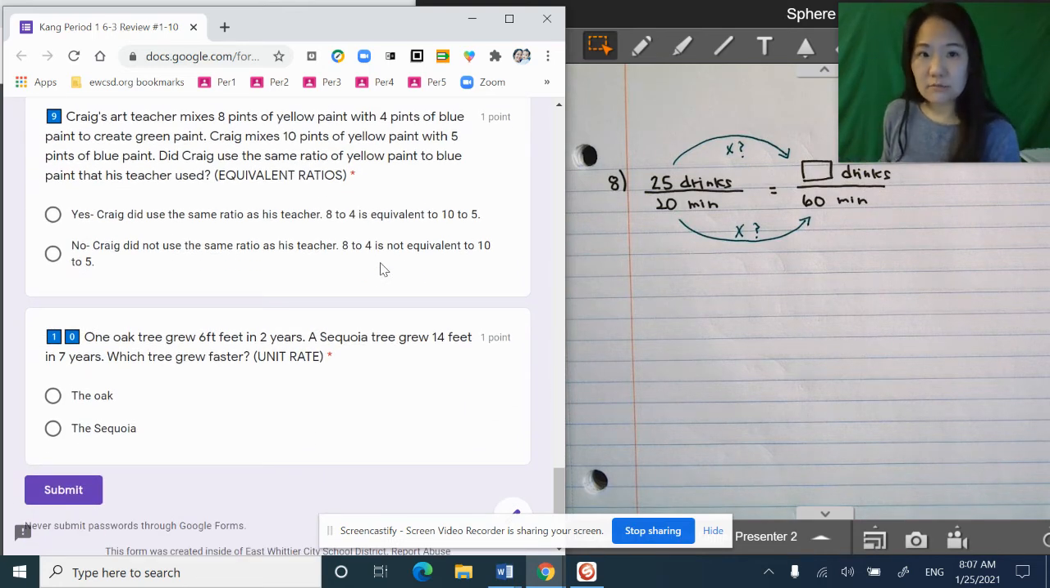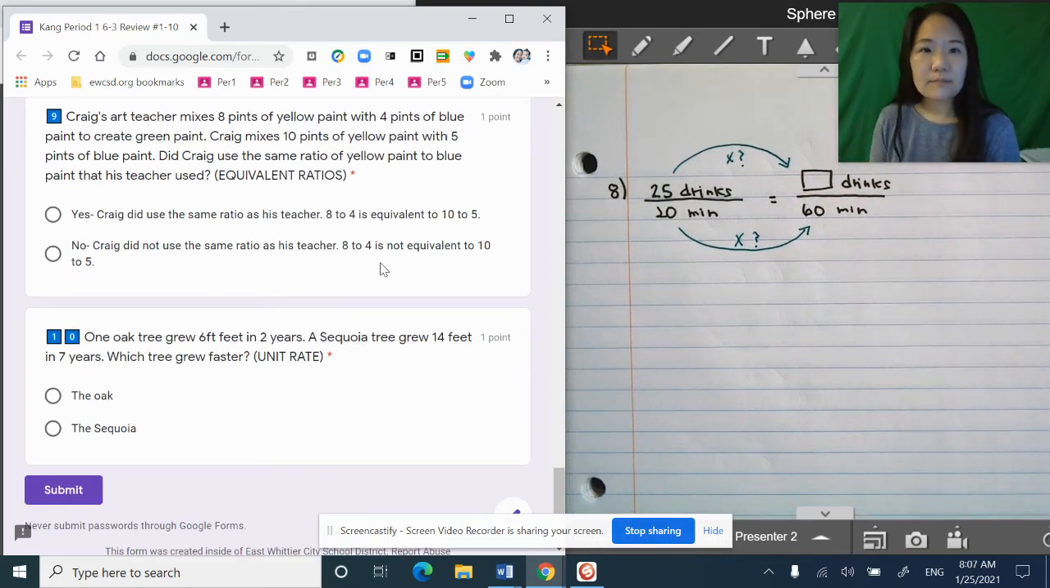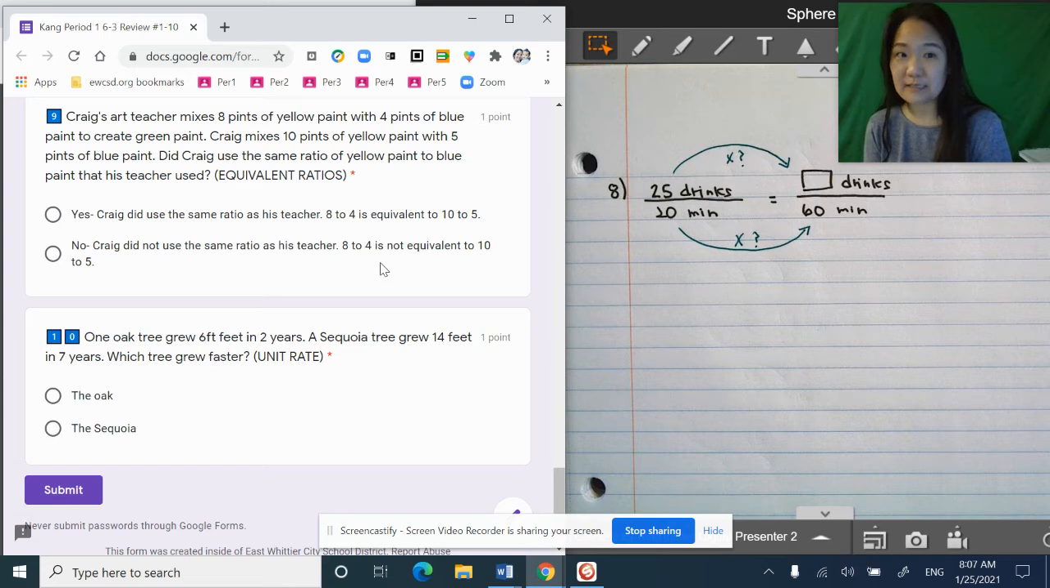Craig's art teacher mixes 8 pints of yellow paint with 4 pints of blue paint to create green paint. Craig mixes 10 pints of yellow paint with 5 pints of blue paint. Did Craig use the same ratio of yellow paint to blue paint that his teacher used? And then it says, in parentheses, equivalent ratios.